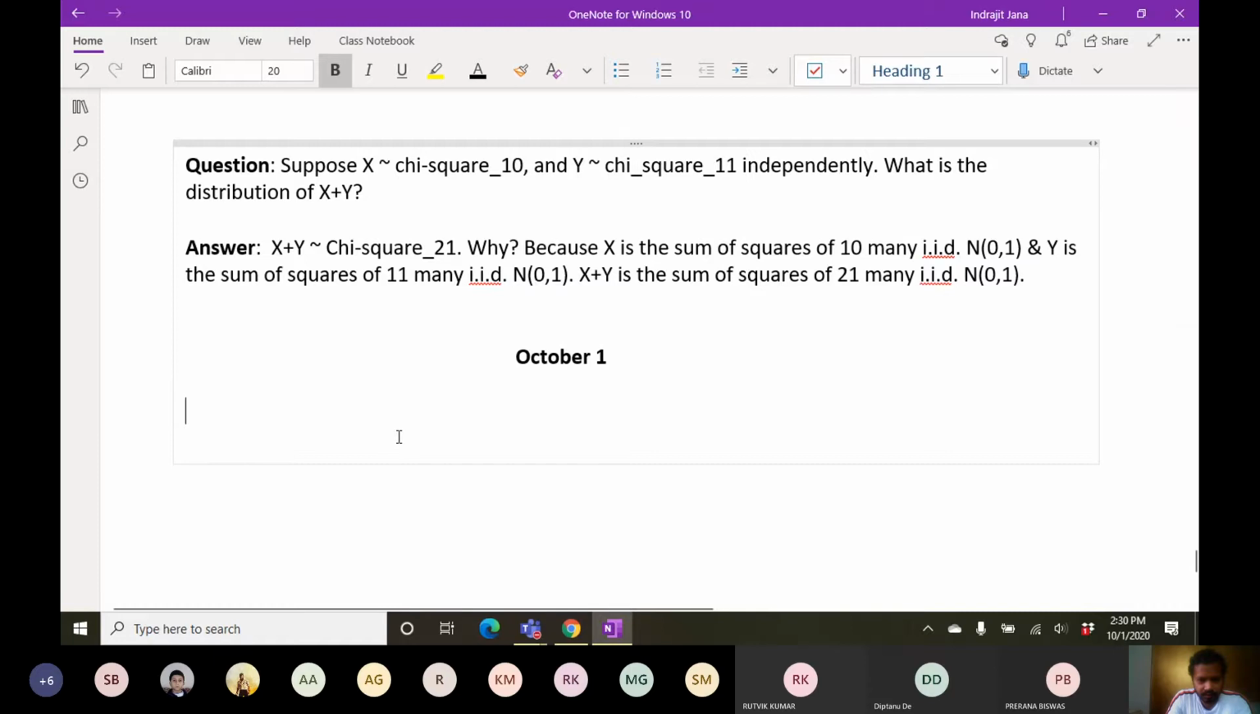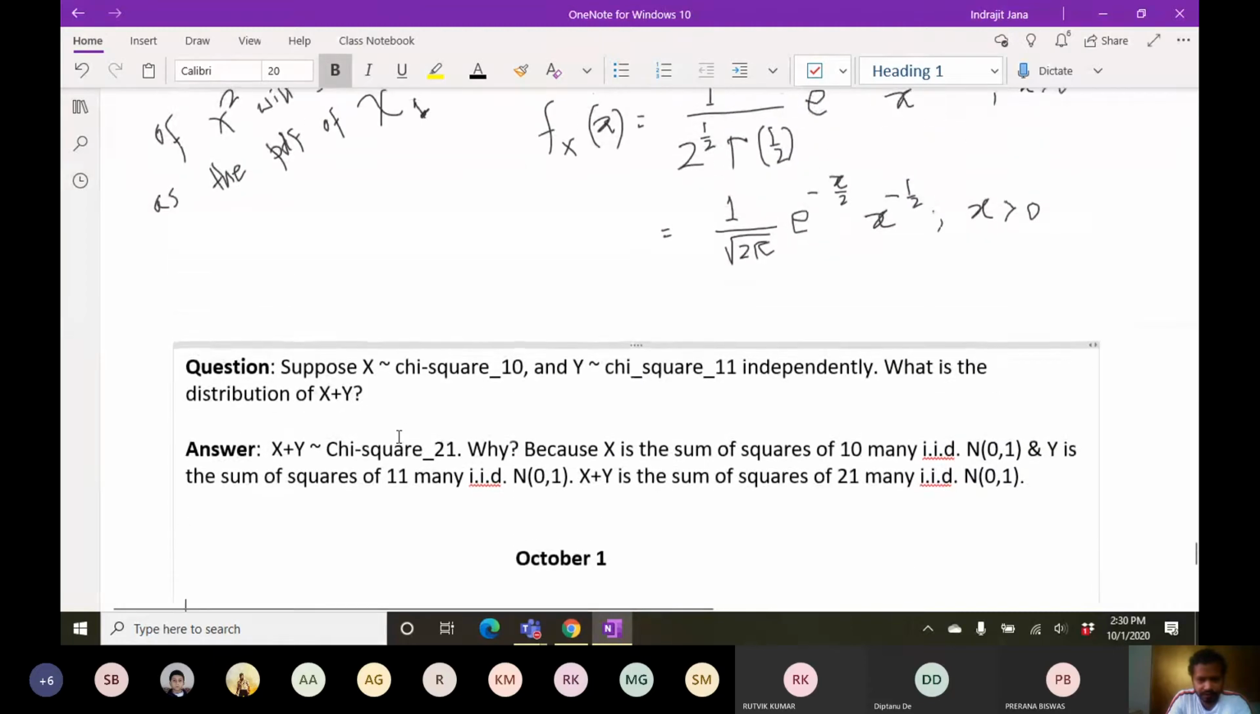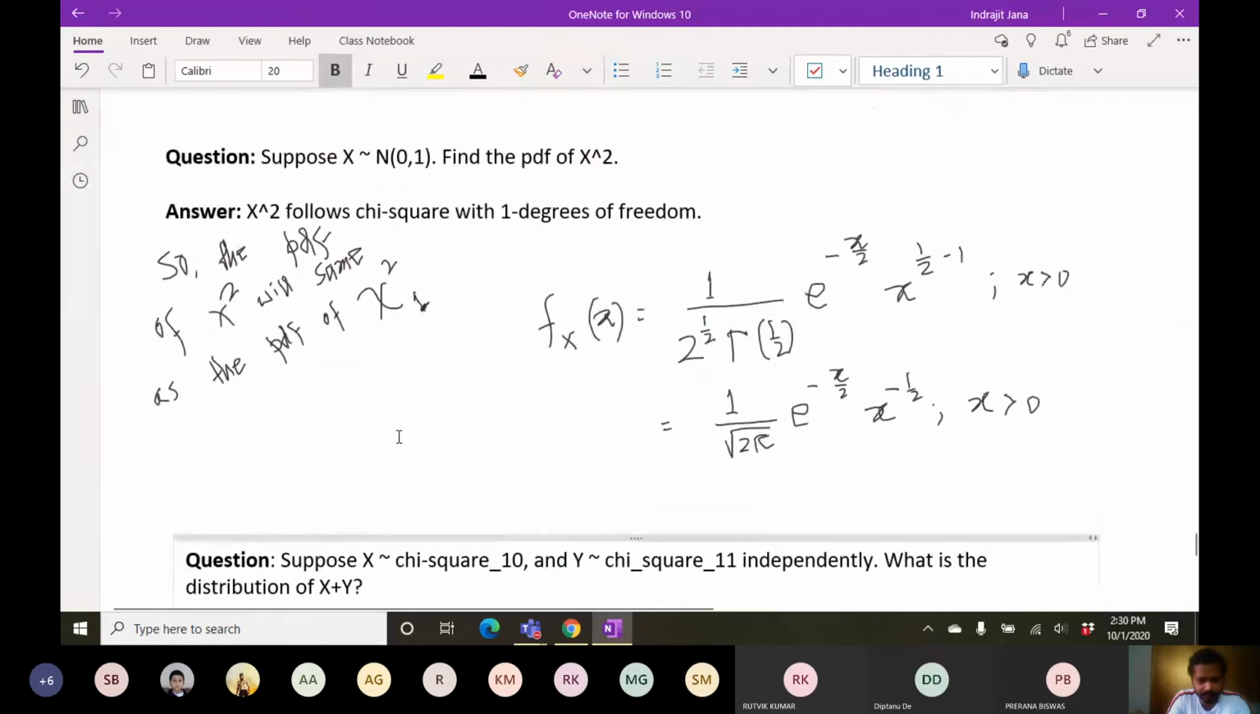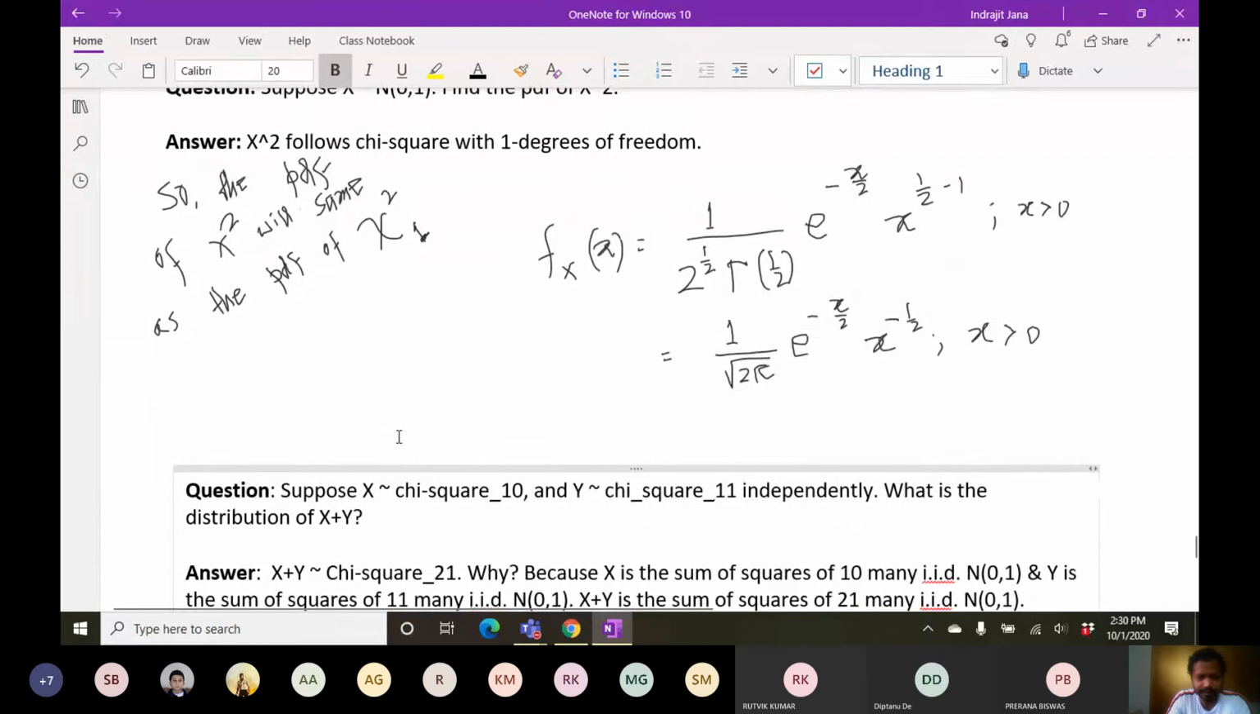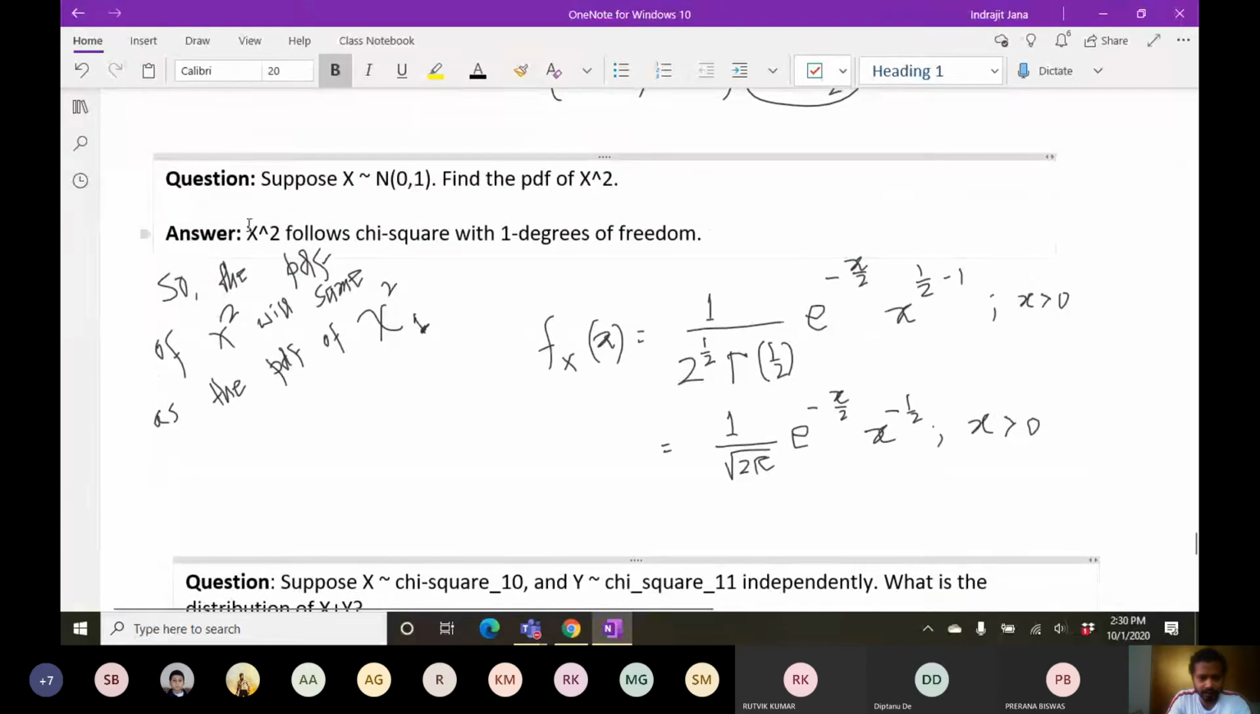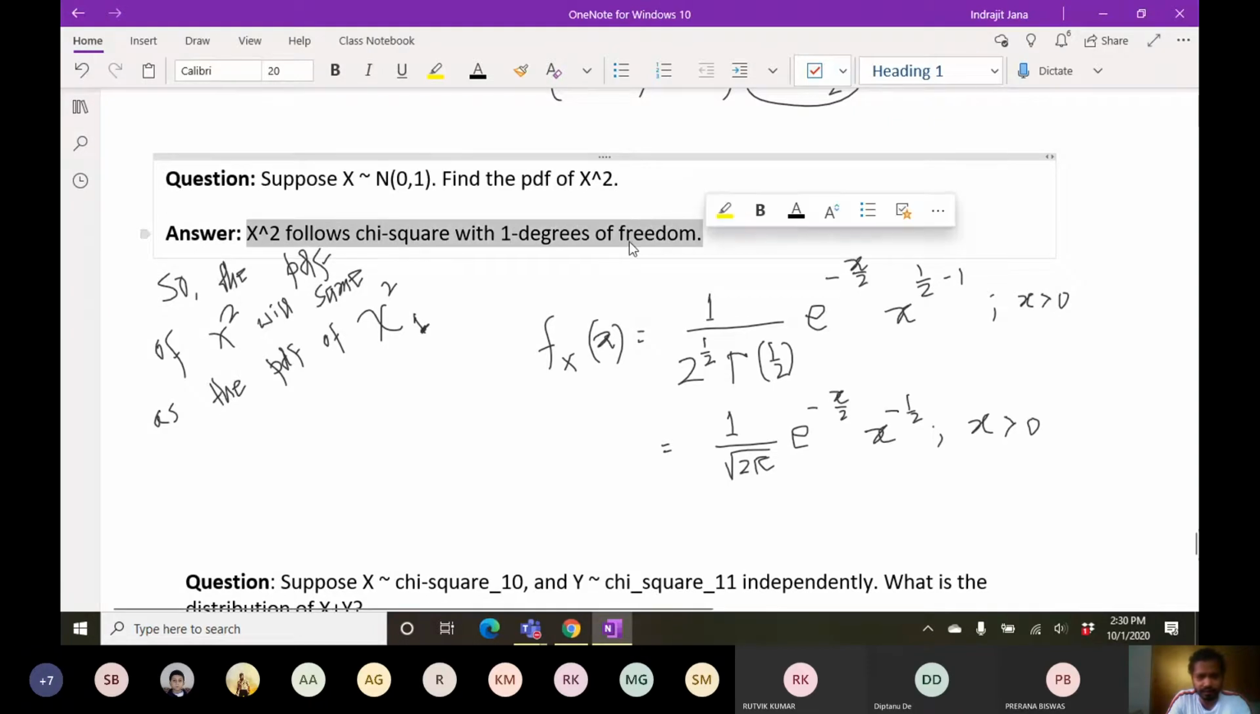All right. So let's start from where we left last time. Last time we left at this chi-square distribution, and I asked this simple question: if x follows normal 0, 1, what is the PDF of x square? And it turns out that it's going to be chi-square with 1 degree of freedom.